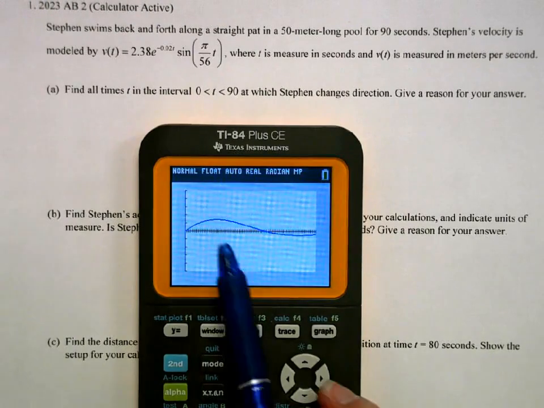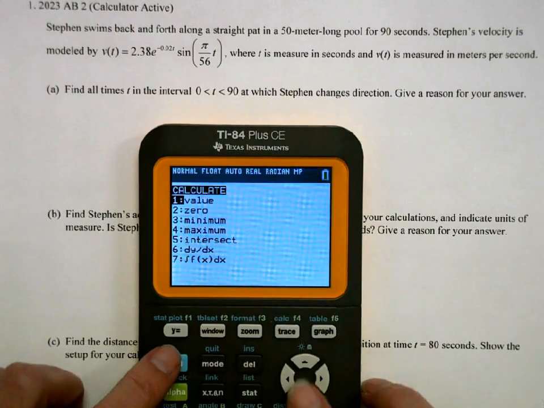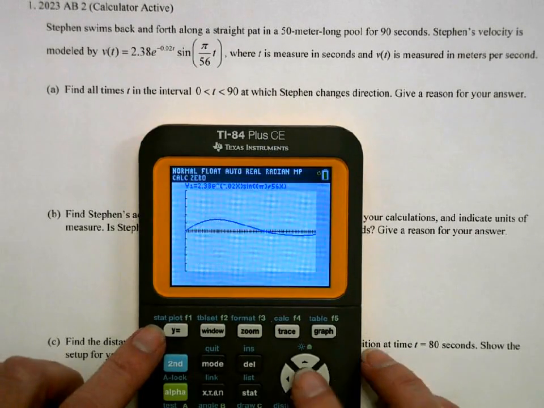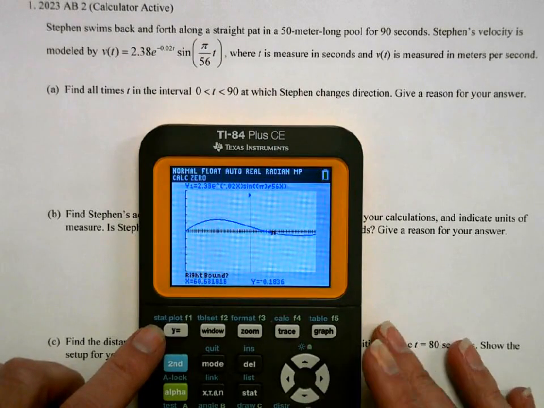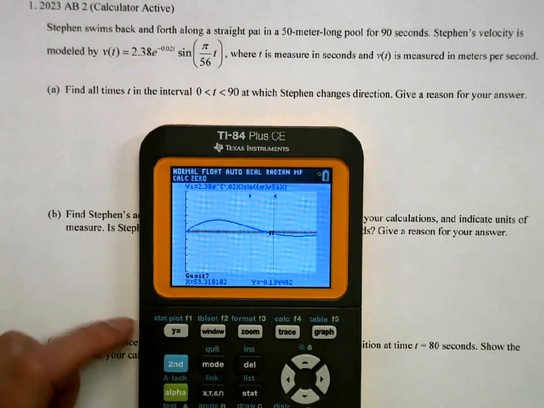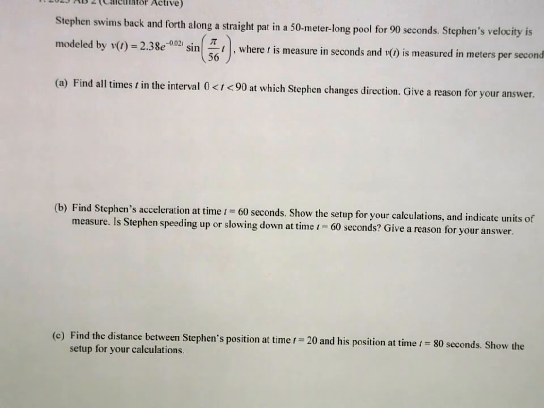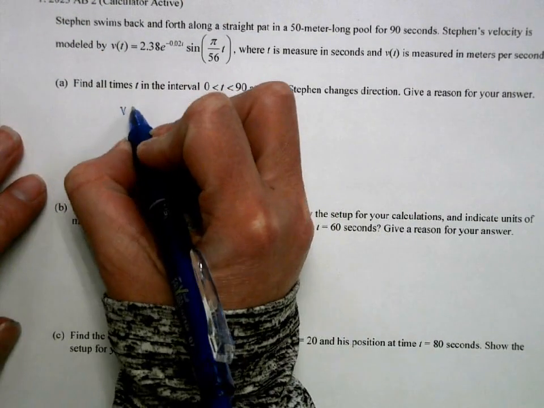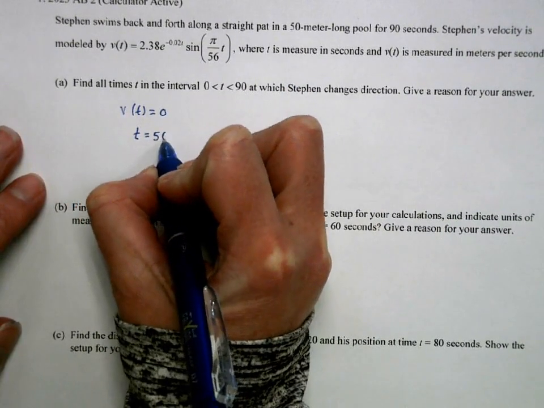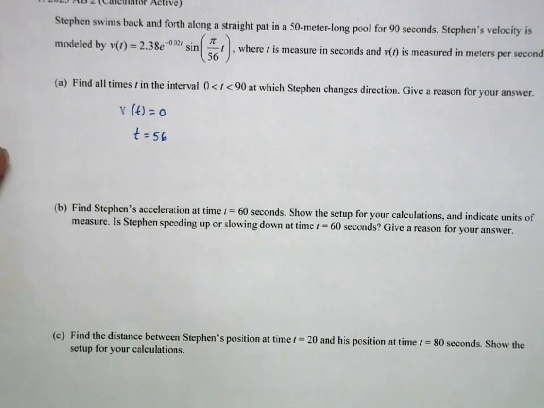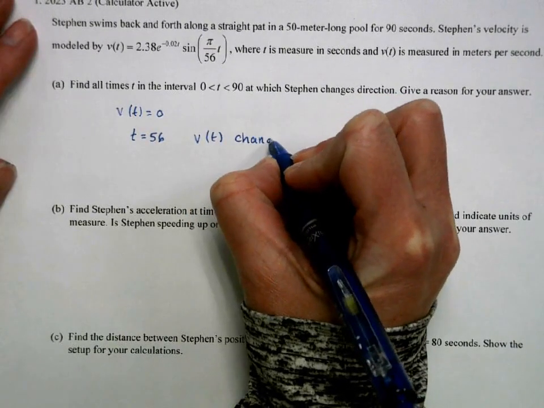Okay, so here's our graph, and my velocity is positive to this point and then negative at this point. So I'm going to calculate the zero there. It wants a point on the left of it. Then I'm going to go until we see some negative values, and the guess doesn't really matter. Okay, so we get a value of 56. So what we did is we figured out where v of t equals 0, which occurs at t equals 56. So why do we know that he changed direction? Because v of t changes sign.